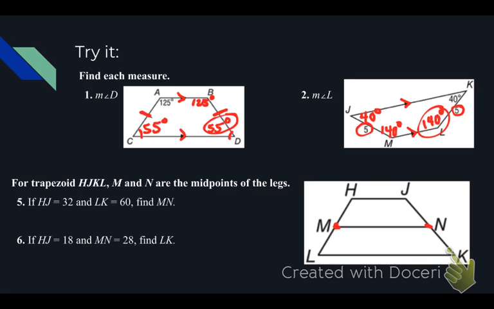HJ is 32, LK is 60. What we just said about that, the rule would be to add those, average them. So that's what? 32 plus 60, that's 92. Divide by 2. The length of MN would be 46. They didn't give us any units there. We don't know if it's inches, feet, whatever, but it would have to be 46, the average of the two bases.